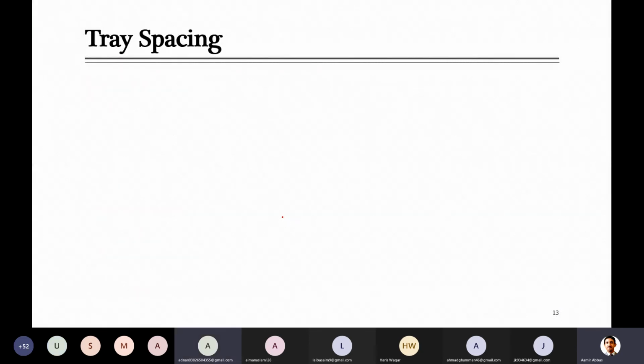कॉलम का डाया अपर साइड पे ज्यादा होगा या बॉटम साइड पे? It depends.